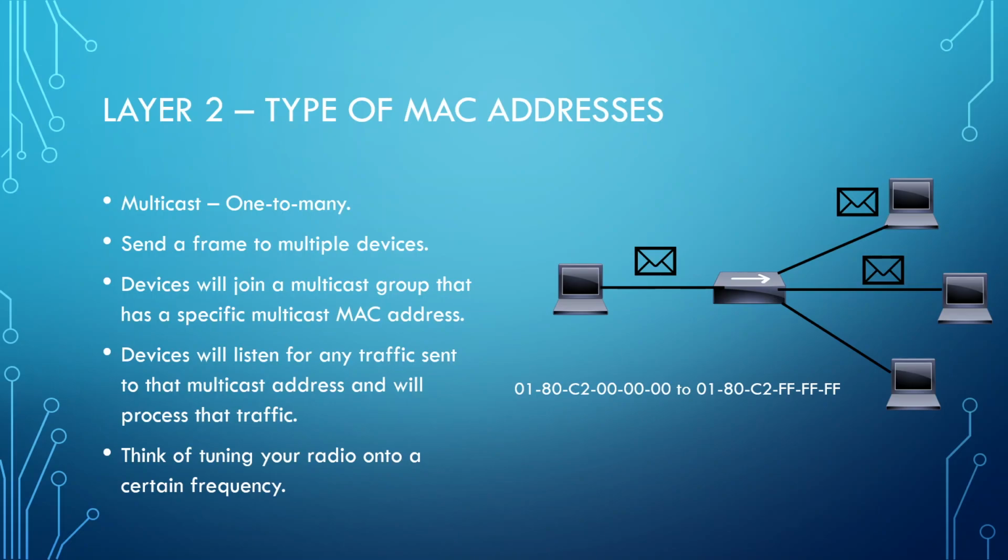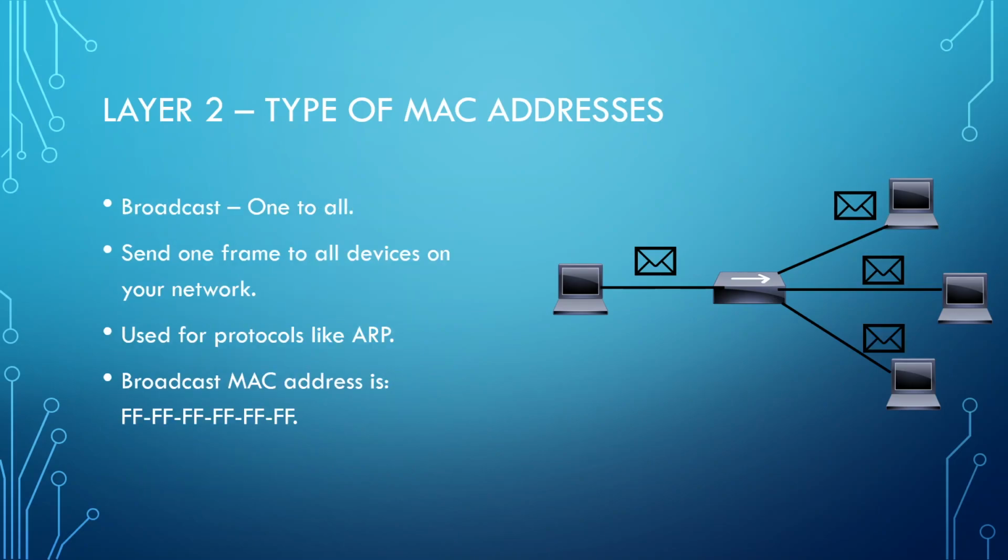If the destination MAC address is in the range of 0180C2000000 through 0180C2FFFFFF, if the destination multicast address is within that range, we know that that frame is a multicast frame and it's going to be sent to a group of devices.